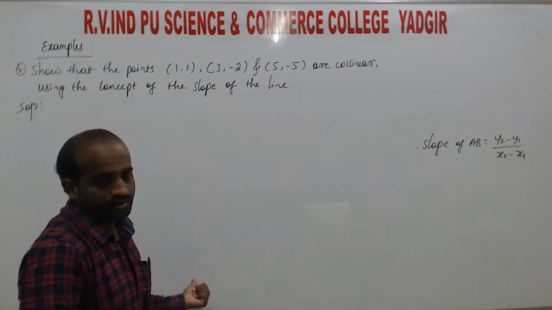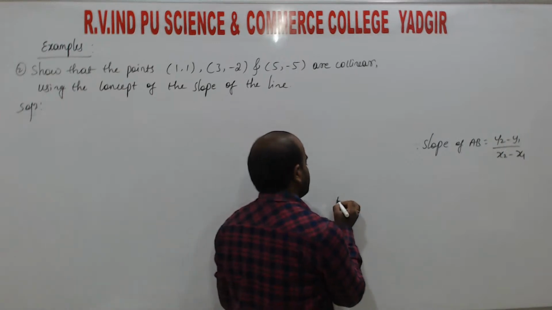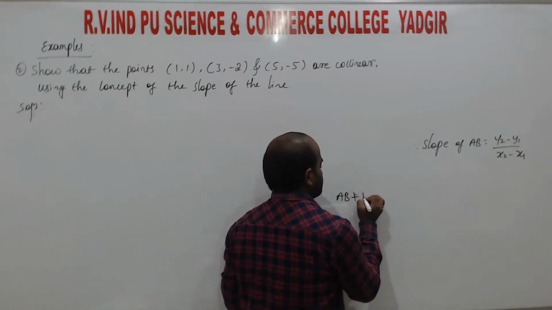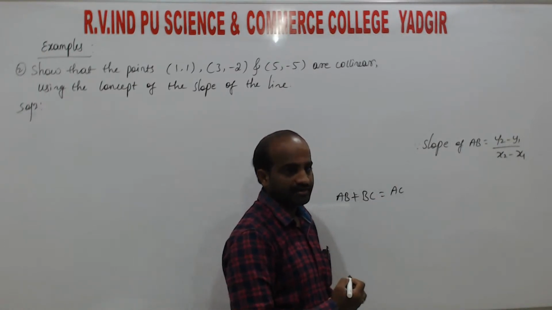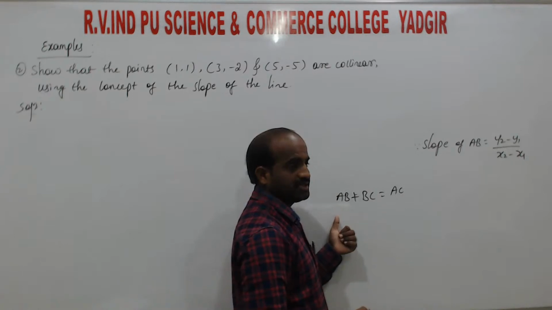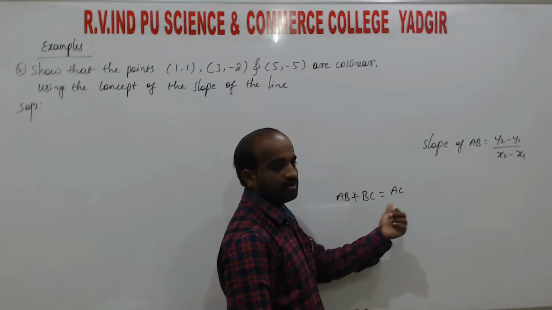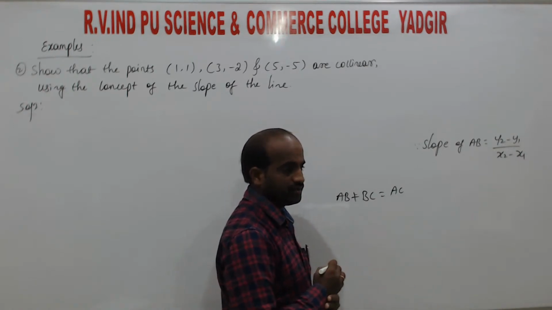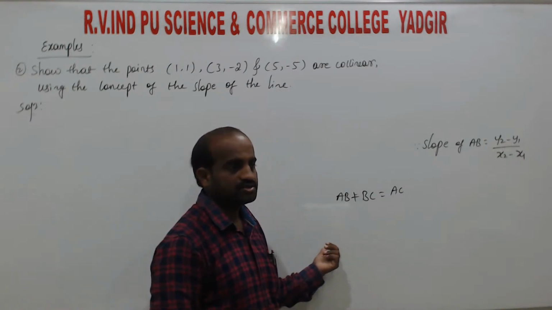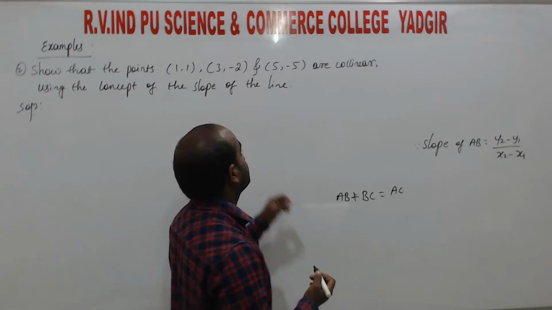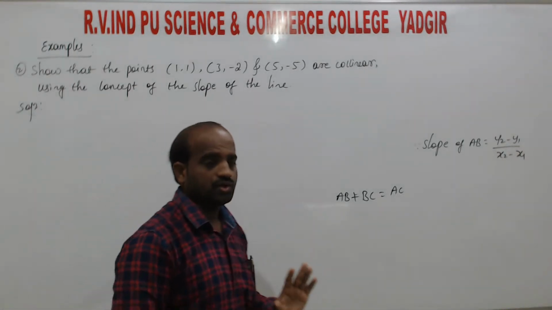You can also use the distance formula: the sum of two sides is equal to the other side. AB plus BC is equal to AC, then the 3 points are collinear, lying on the same line. Or BC plus AC is equal to AB, or AC plus AB equal to BC. Or if the area of the triangle is 0, then the 3 points are collinear. But in this question it is mentioned to use the concept of the slope of the line.